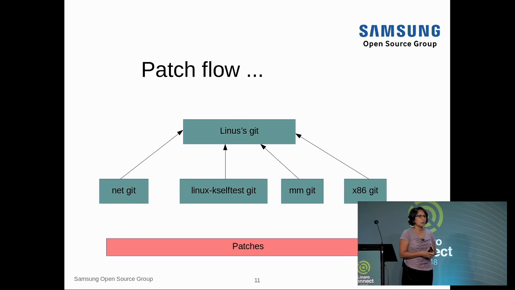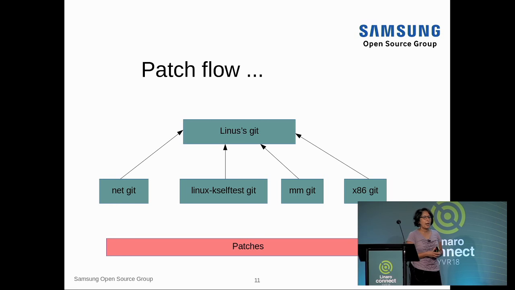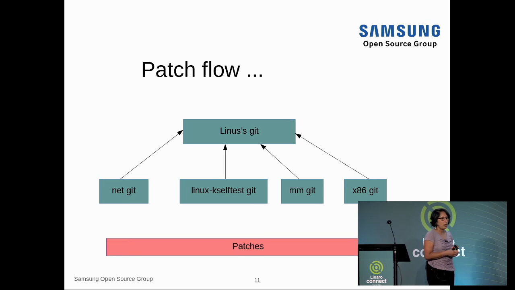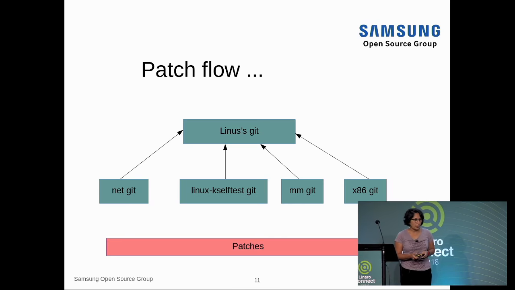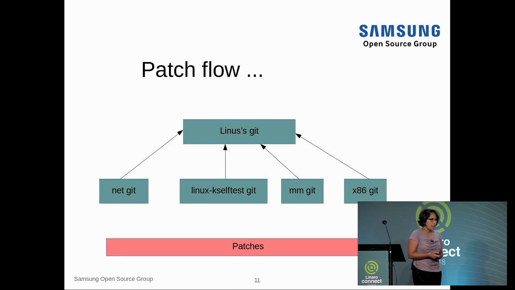So that's why you'll see a lot of self-test patches going through up to Linus's pull requests in networking pull requests, and then also MM and x86. And so that's kind of how we work. And then I take framework patches and any other patches.